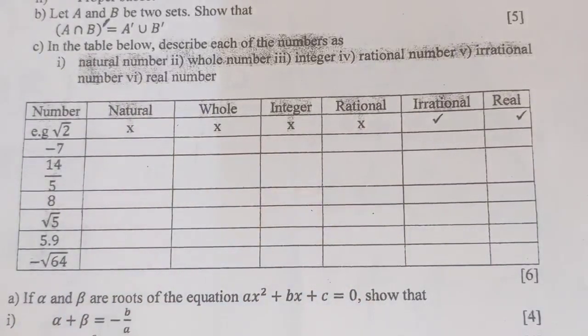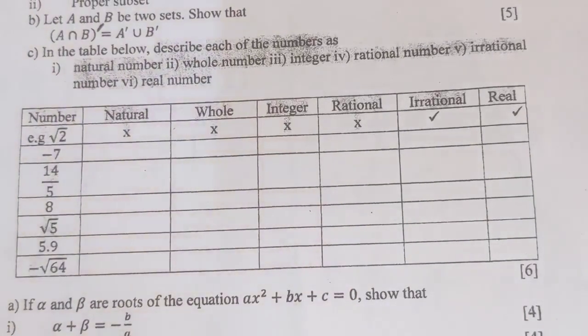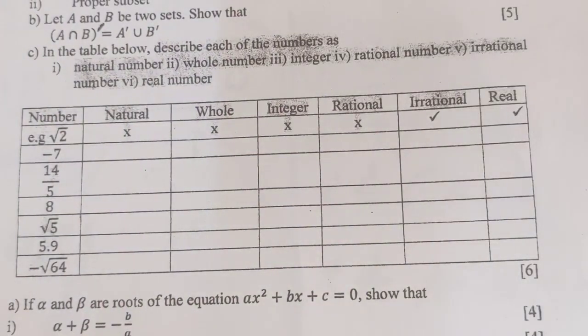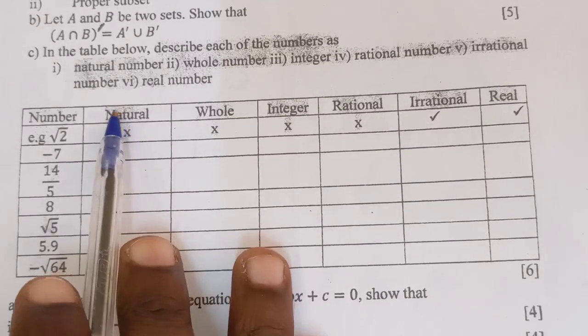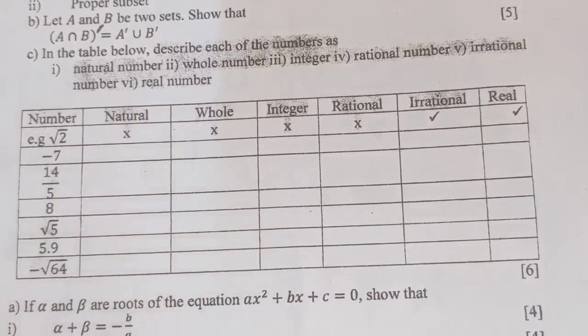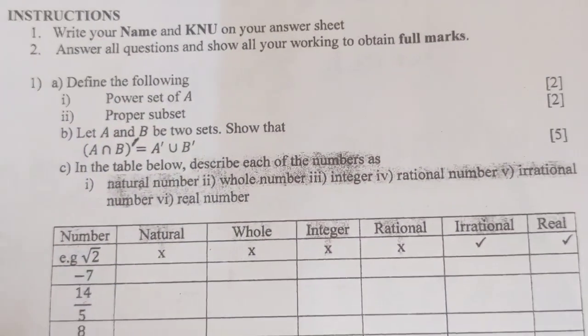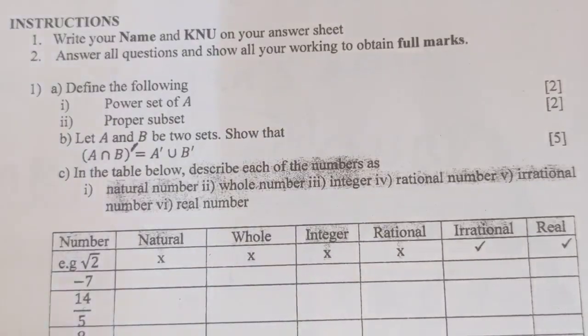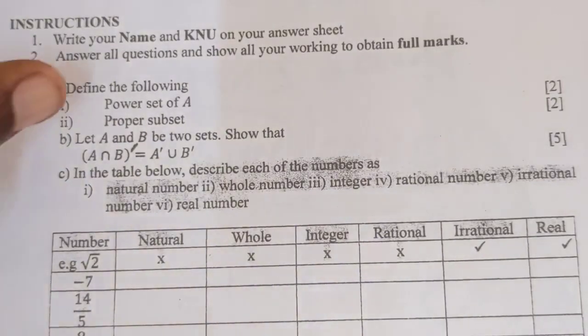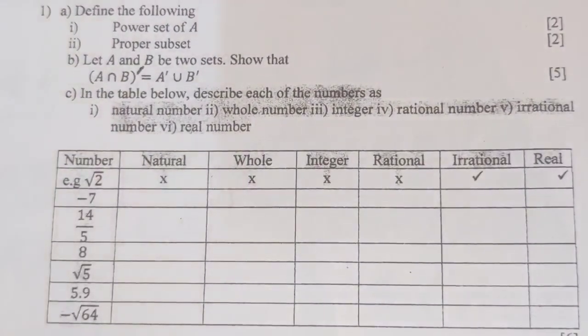So what you are supposed to do is just to know the definitions of these. If you know the definitions, you will know what they are actually asking you here. So you need to know what natural numbers are. Let me give you an example. Natural numbers are just counting numbers. You can define them as counting numbers starting from 1, 2, 3, 4, 5, 6, 7, going up like that.